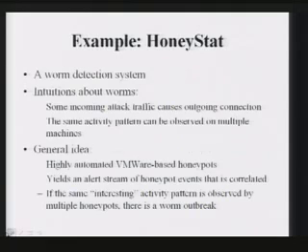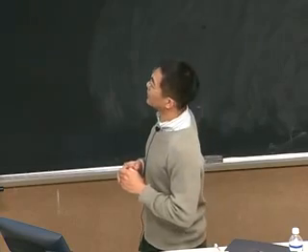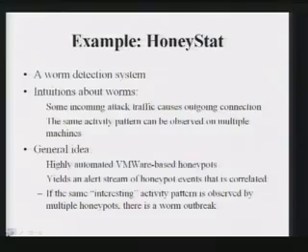So the example of such a sensor and correlation, a two-layer system, is the Honeystat system that we built. We were working on worms last year like everybody else, so that's why I use those examples. I'm not necessarily saying the worm research is great, but I think it's very intuitive. Everybody understands worms.